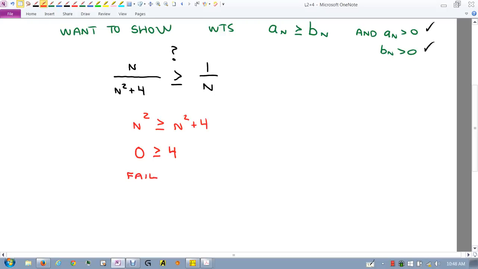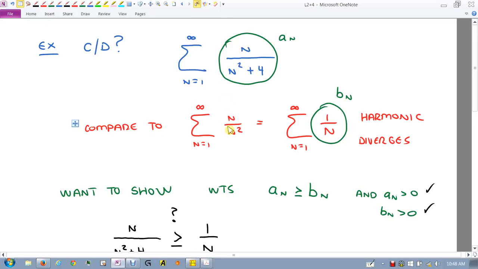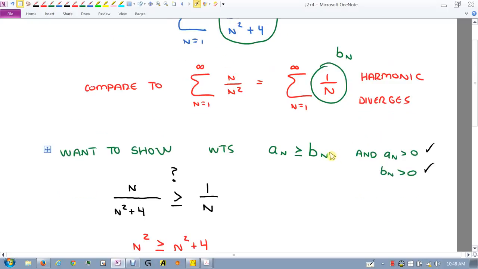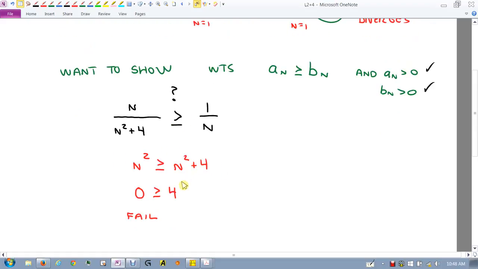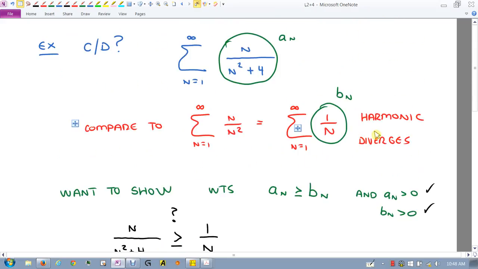Fail. But that means, not that this whole test fails, it means what I compared it to doesn't tell us anything. Sometimes I'll see students draw the wrong conclusion here. They'll say, all right, I compared it with this. This one diverged. Since I tried to show this was true and it wasn't, mine must do the opposite of what this one does. That's not the case. We already know what this does, don't we? It diverged, didn't it? But our choice of comparison wasn't good enough to give us any conclusion. Understand? So I'm going to need to try something else to compare it to.